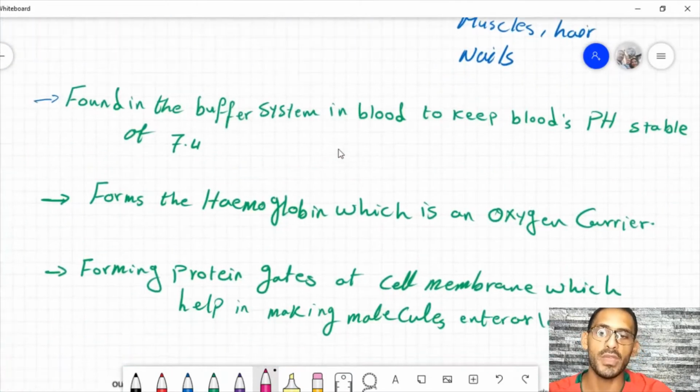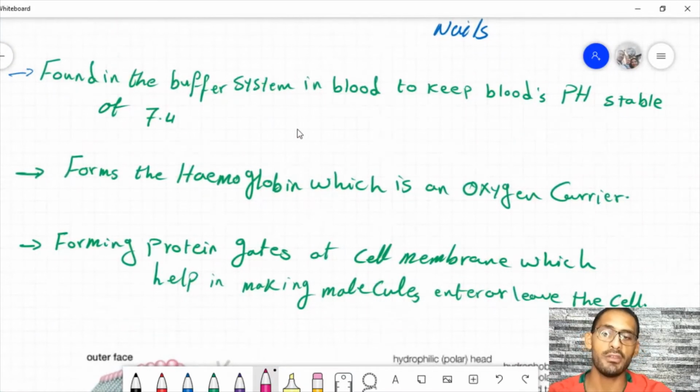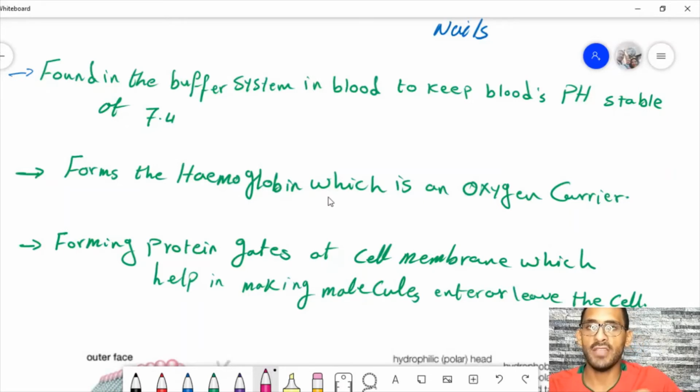And they also form the hemoglobin, which is an oxygen carrier, and the hemoglobin is the red thing that gives our cells and our blood the red color that we know. Now, also it forms protein gates at the cell membrane, which keep molecules entering or leaving the cell.